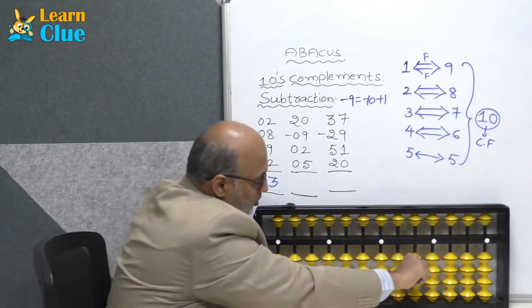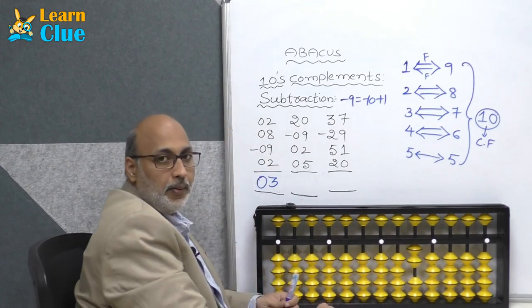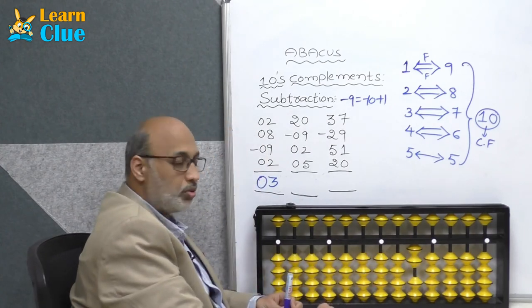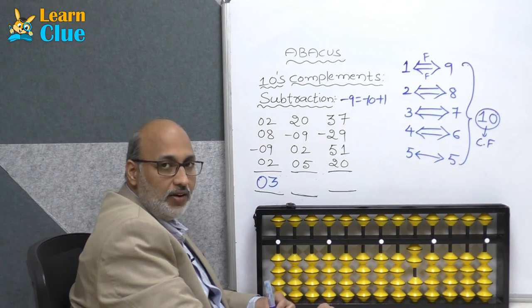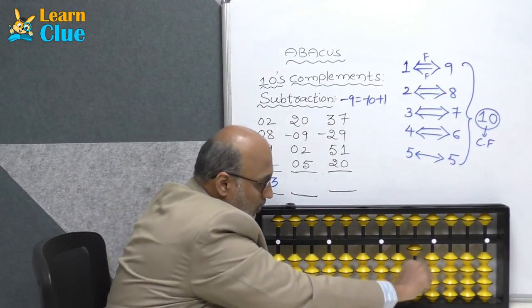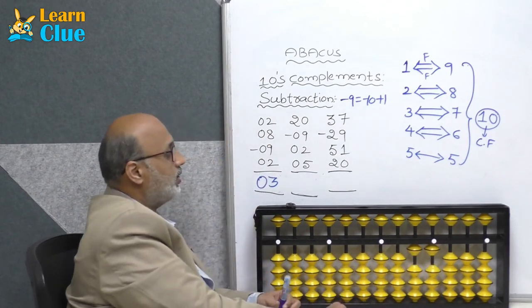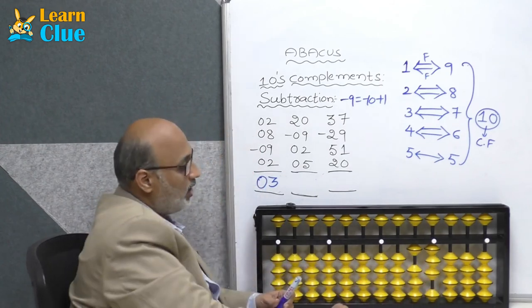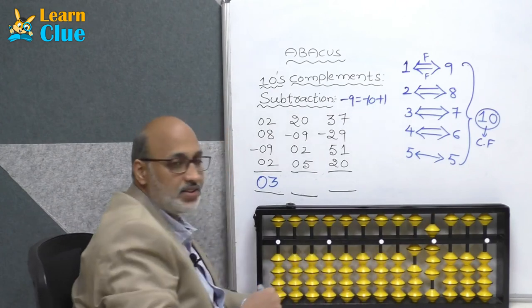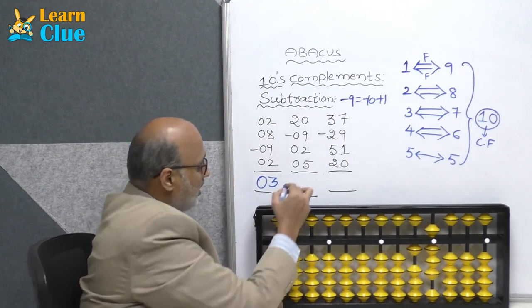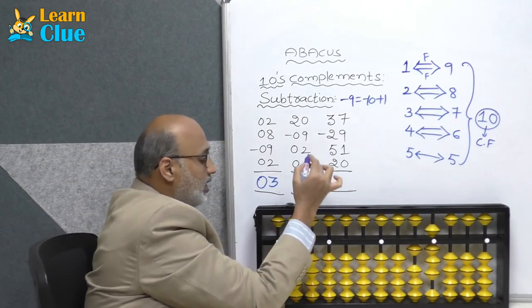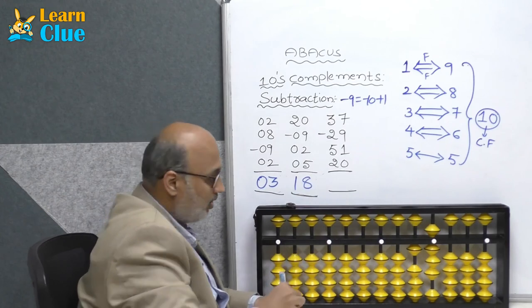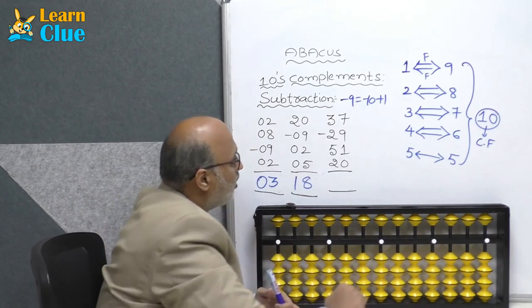Next problem. 20. Minus 9. How to do minus 9 here? Who is the friend of 9? 1. So what we are supposed to do? Minus 10 plus 1. Now they are asking plus 2, which is available. Now they are asking plus 5. Again, this is also available. Now tell me what is the answer? Answer is 18.